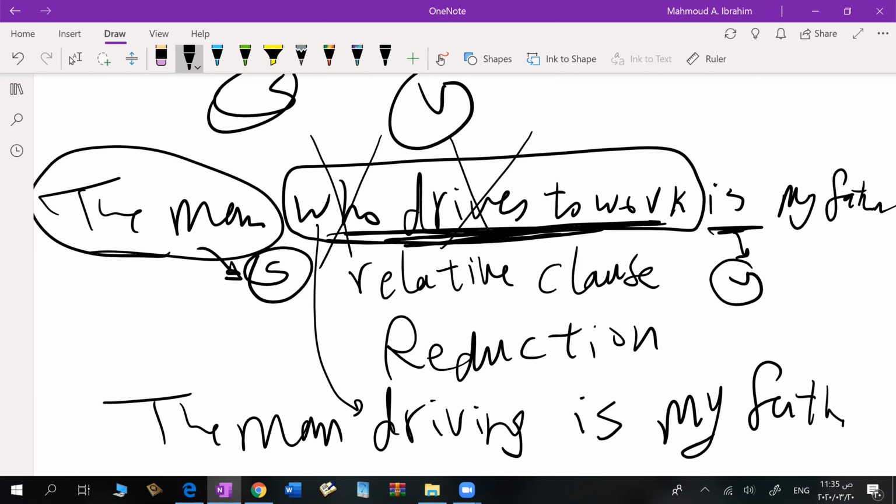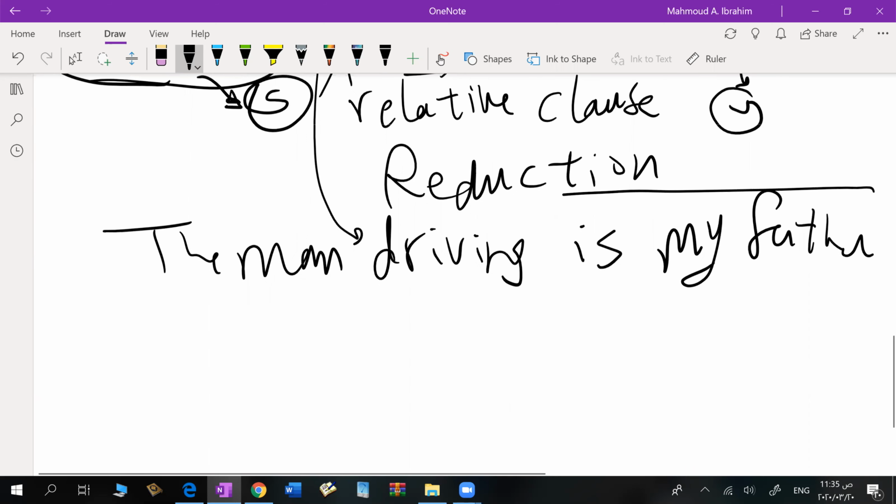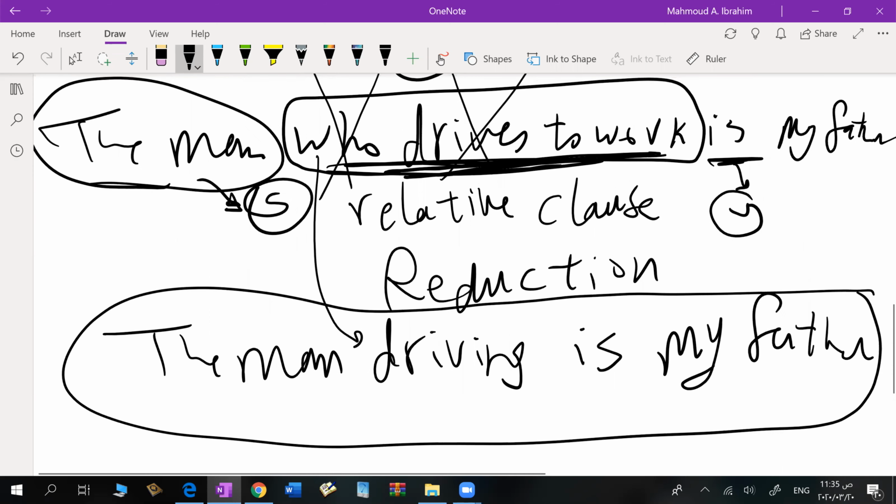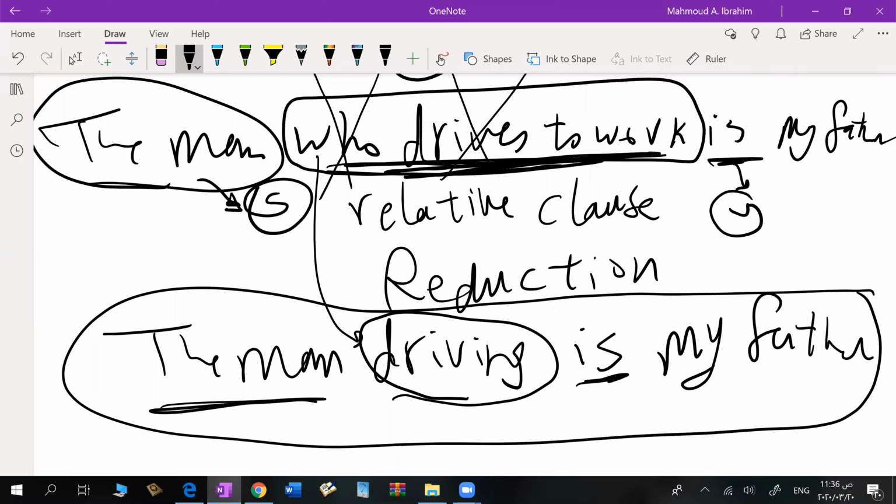So what did I do here? I deleted the relative pronoun who, and I deleted the verb because I cannot have two verbs in the sentence. This is the verb and this is the subject. I cannot have two verbs. So instead, I put a present participle or a gerund, which functions here as an adjective. This is called reduction because you reduced the big structure. Who drives to work? This big structure. You reduced this big structure into a smaller one, which is driving. You got it? And still the sentence is the same.